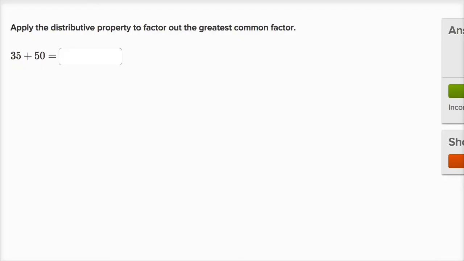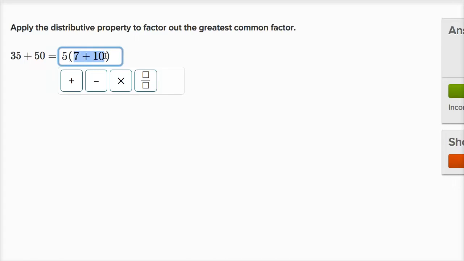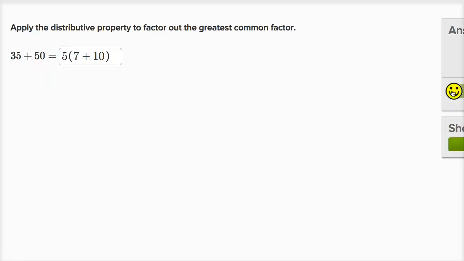So this is the same thing as 5 times 7 plus 10. And you know you factored out the greatest common factor because 7 and 10 don't have any factors in common anymore. They're called relatively prime. They have no factors in common other than 1. So we could now check that.